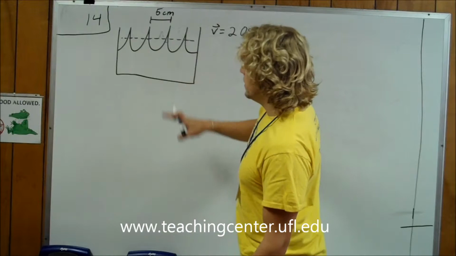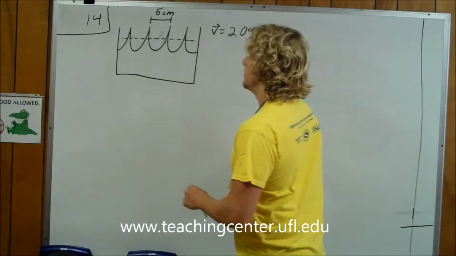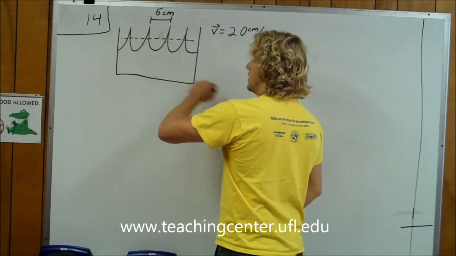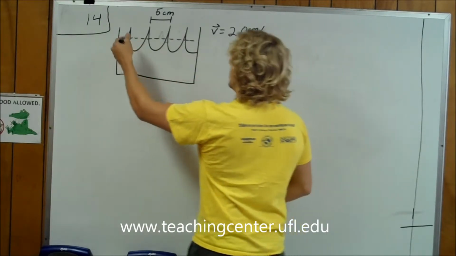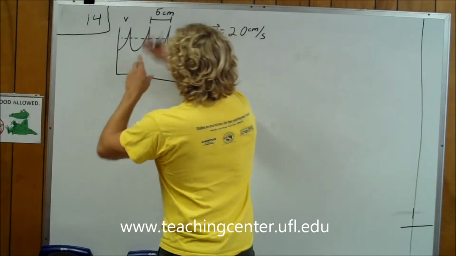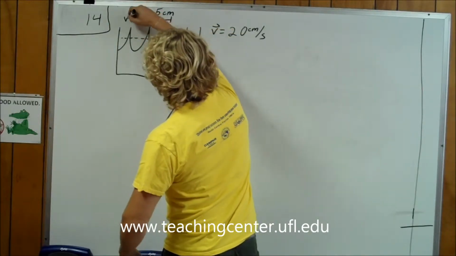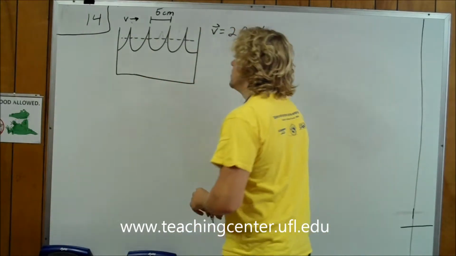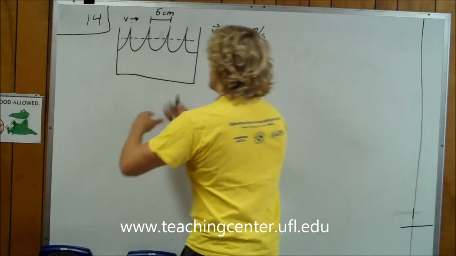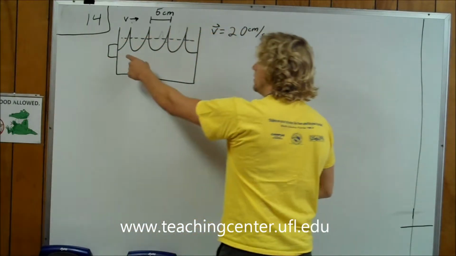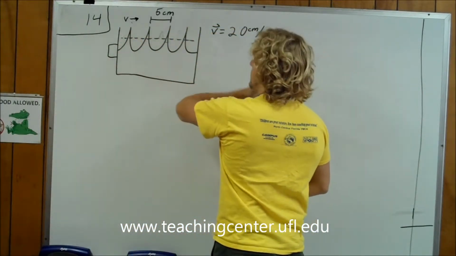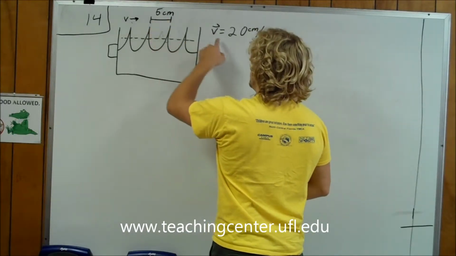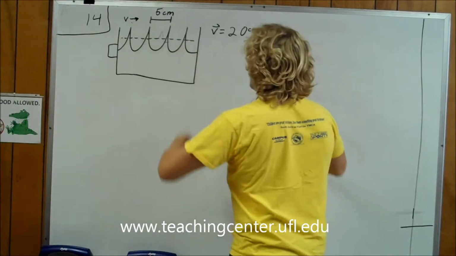So I drew this out for a picture, which you should always do. Here's the water tank, and here are the waves. They're going in a velocity this way. Okay? Just for me, I like to go left to right. So they're being generated by some pump over here, and it's making waves go this way. And their adjacent crests are 5 centimeters apart. The velocity is 20 centimeters per second.